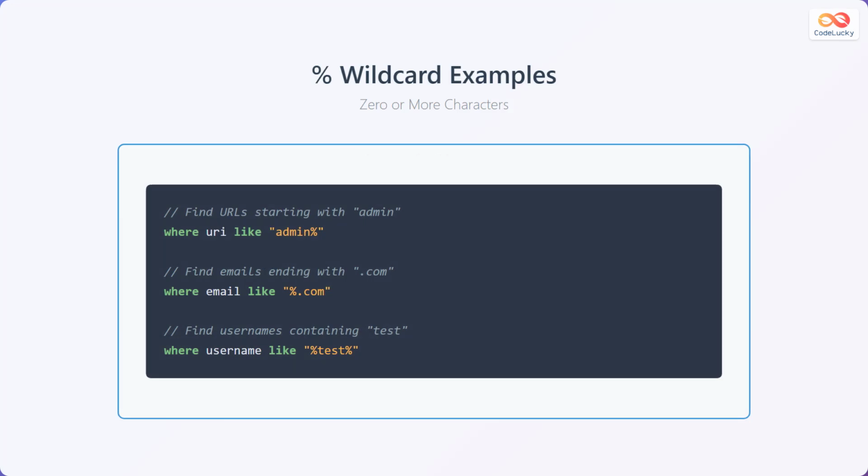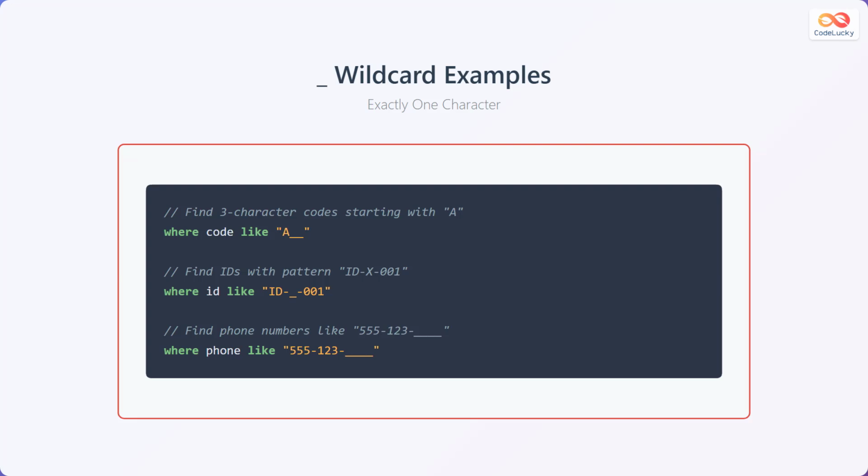Let's see the % wildcard in action. To find URLs starting with admin, use where URI like "admin%". For finding emails ending with .com, use where email like "%.com". When you need to find usernames containing the word test anywhere, use where username like "%test%". The % wildcard gives you complete flexibility in pattern placement.